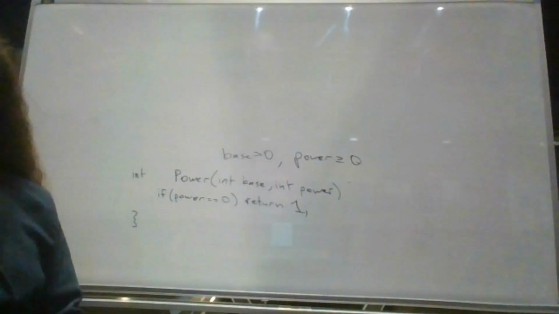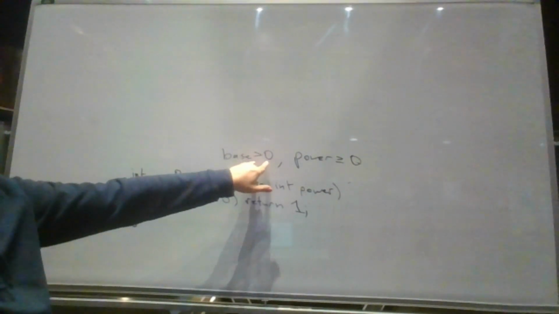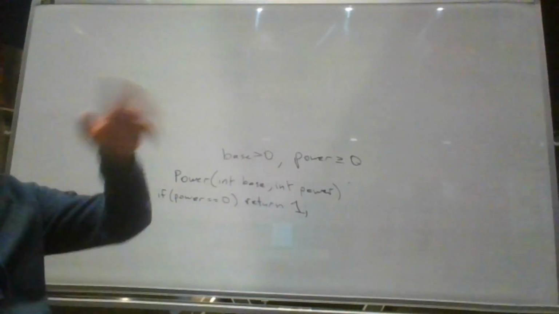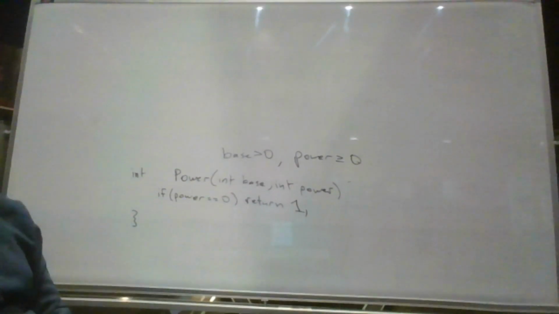You would account for these cases separately if you had to include the base equals 0, because you can't have the 0 to the 0 case and whatnot. So I'll just ignore those, make my life a little easier.